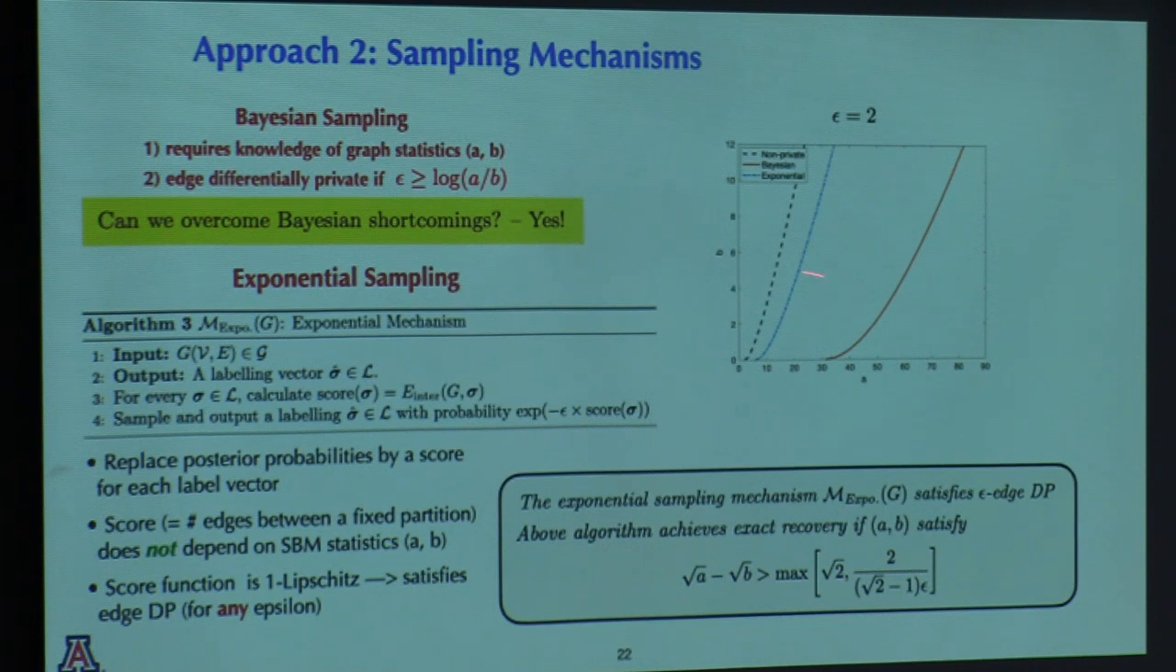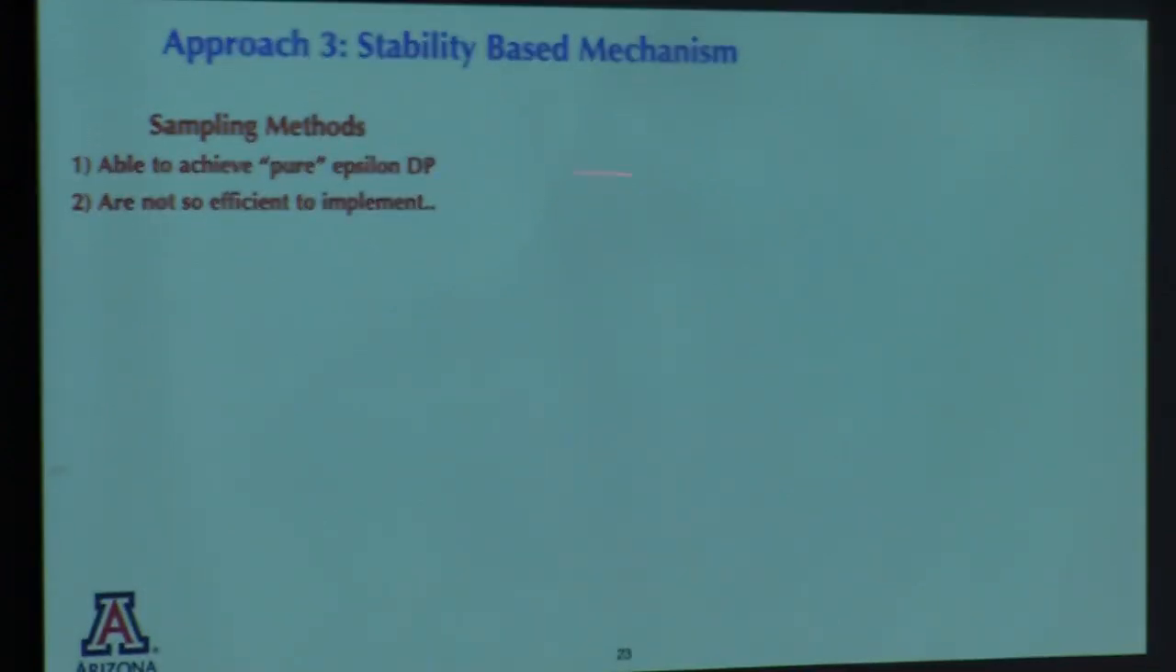So here is what we get. This was non-private. This was Bayesian. So we are better than Bayesian, and we actually come quite close to non-private. So this is exponential. So exponential is a bit closer to non-private. Now, with sampling methods, we are able to achieve pure DP, but they are not sufficient to implement because there are 2 raised to power n vectors to sample from. So, can we do something better?